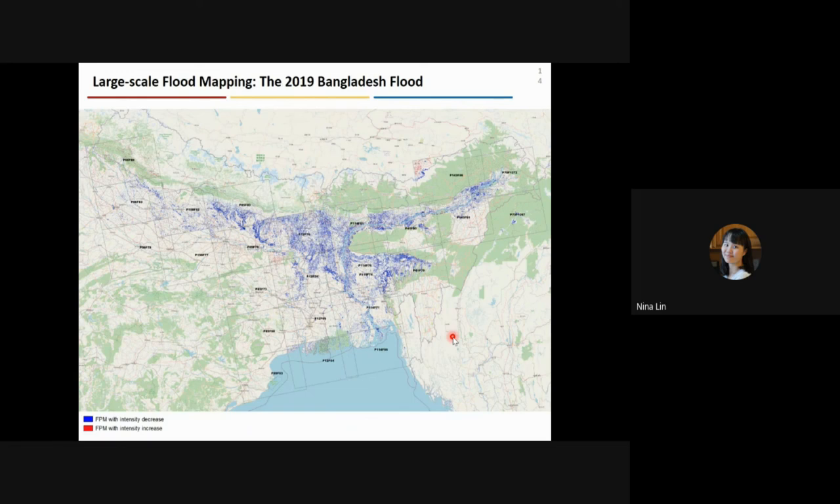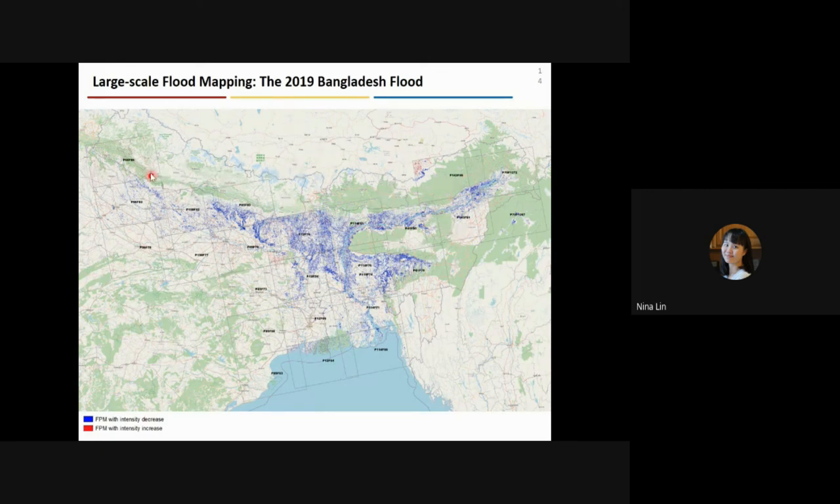Okay, so I'll end here. We also use this method to detect another flood in Bangladesh in 2019, and you can see that by using SNAP and also Sentinel-1 GRD data, you can very quickly produce a large area flood mapping. So you can see we use many frames, okay? And we use the method I just described. You can detect the intensity increase and the intensity decrease. But this figure tells you that in many cases, the flood with intensity decrease, which means the open area flood, is still the most dominating effect, okay?